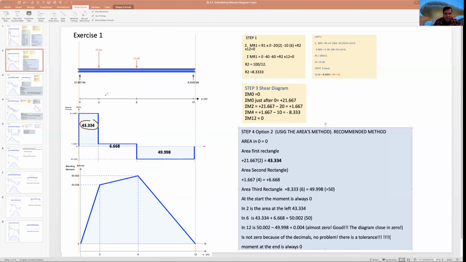We have 43 minus this other area, minus this other area, plus this other area, and we arrive at 0. And we plot them. 43 here plus 6, we arrive at 50, minus almost 50, we arrive at almost 0. Maximum moment, 50.002. That in truth is 50. And that's it. Let's go to the next one.